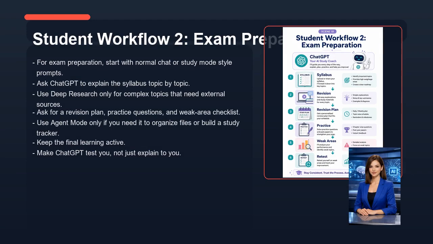Now let's look at student workflow 2, exam preparation. For exam preparation, start with normal chat or study mode style prompts. Ask ChatGPT to explain the syllabus topic by topic. Use deep research only for complex topics that need external sources. Ask for a revision plan, practice questions, and weak area checklist. Use agent mode only if you need it to organize files or build a study tracker. Keep the final learning active. Make ChatGPT test you, not just explain to you.